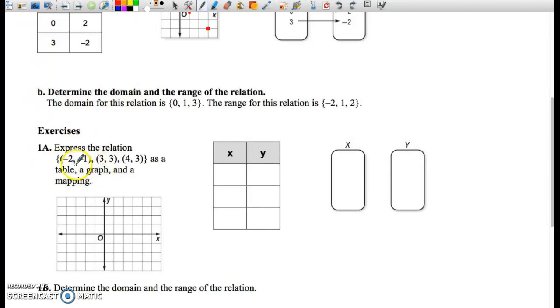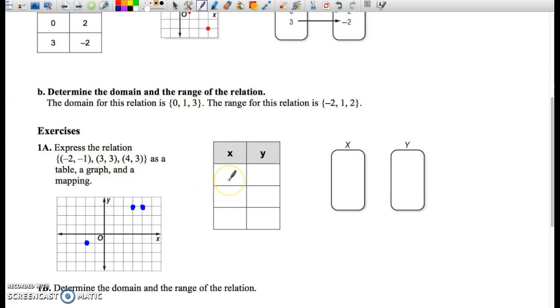The first point, when x is -2, y is -1. So x is -2, y is -1. I place a point there. The second point, when x is 3, y is 3. So when x is +3, 1, 2, 3, y is also 3, 1, 2, 3. Make a point. Last one, when x is 4, y is 3. So here x was 3, x is 4, y is 3. There is my third and final point. So my relation has now been represented as a graph.